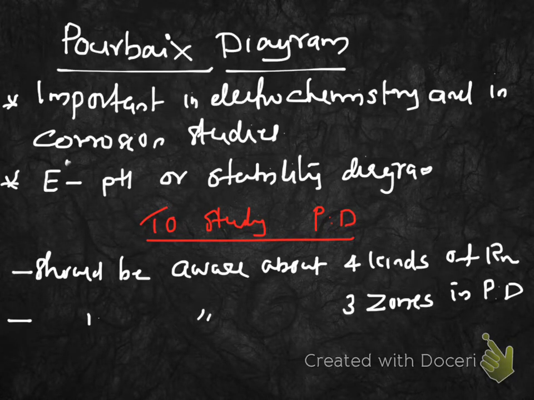Hi friends, today we have to discuss about Pourbaix diagram. It has some connection with the thermodynamic stability of water. That was also some kind of Pourbaix diagram for water. Pourbaix diagram is an important diagram in electrochemistry and as well as in corrosion studies.